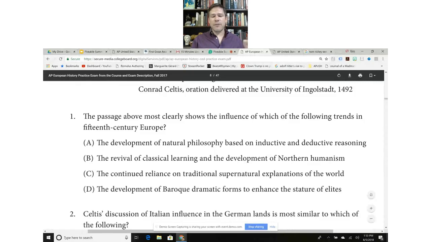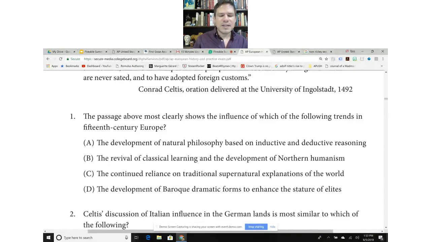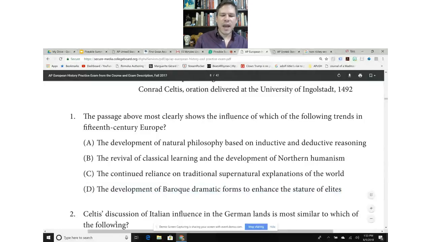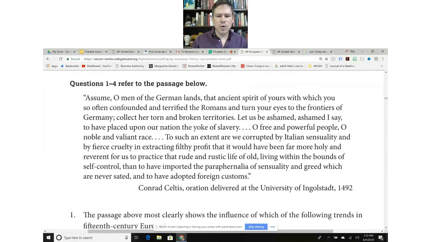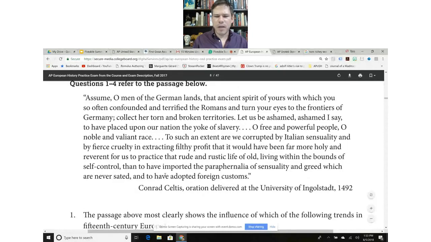The continued reliance on traditional supernatural explanations of the world. Now, maybe, but then again, that's kind of subsiding a little bit. D, the development of Baroque dramatic forms to enhance the stature of elites. So that is out of period. So what we see here is that A and D are both out of period. And so we know that what we're looking for here is going to be about classical learning and the development of Northern humanism, which it is in Germany, so we can think about that. But let's go in and make sure. But before we're even looking at this, we were already able to eliminate 2 of them without even looking at the passage. And sure enough, we see here the German lands, yada, yada, yada.